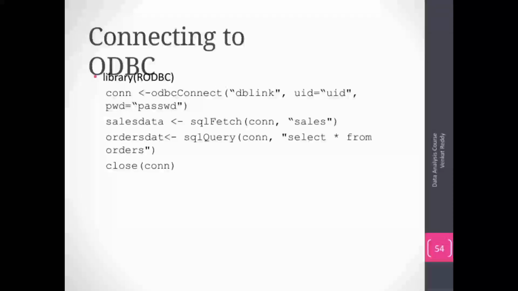Once connected, we can fetch data directly into R using sqlFetch, which pulls entire tables here. We're bringing in the sales data. Alternatively, for more specific data, we can use sqlQuery to run custom SQL commands, like selecting all records from the orders table. After we've retrieved our data, it's important to close the connection with close, con, to free up resources.